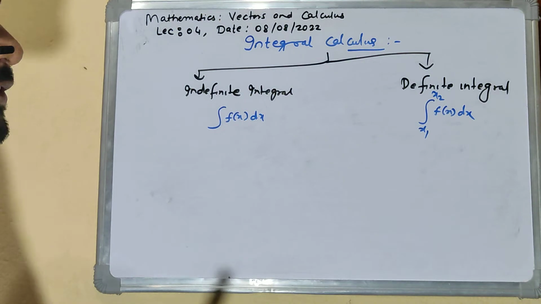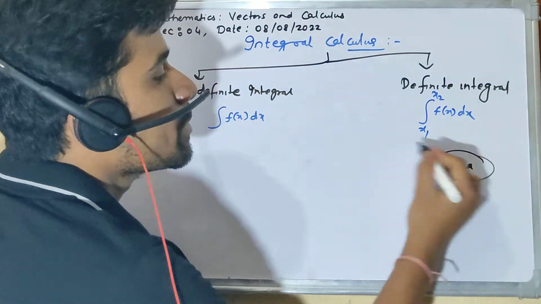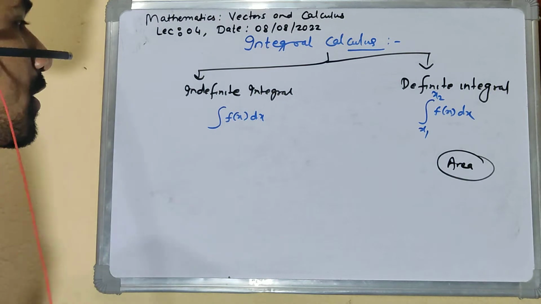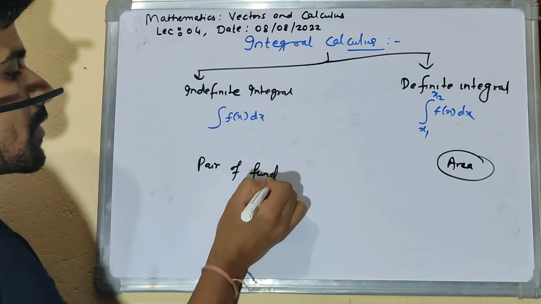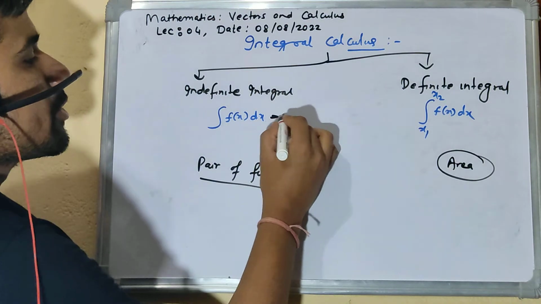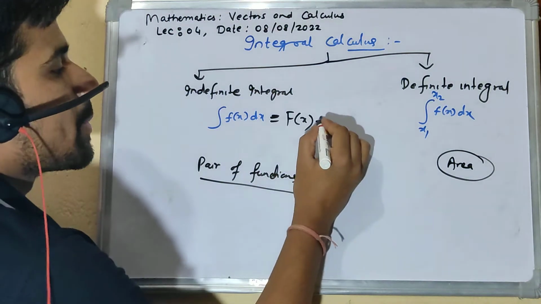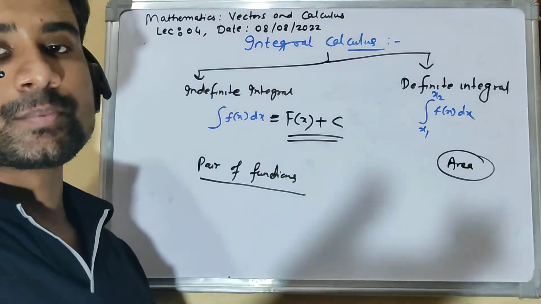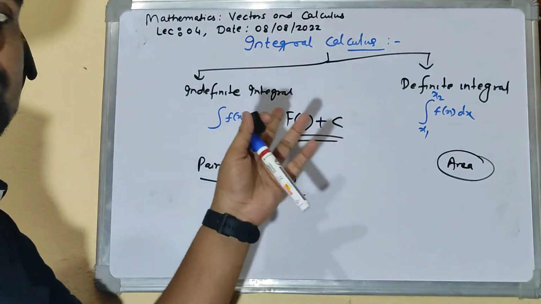The physical significance of a definite integral is area. But since an indefinite integral does not have a limit, its physical significance is a family of functions. If I calculate the value of this integral, it will be a function of x. But since it won't be complete, we will always write plus c here. Plus c means plus constant, a constant which may be existing with this final integration.